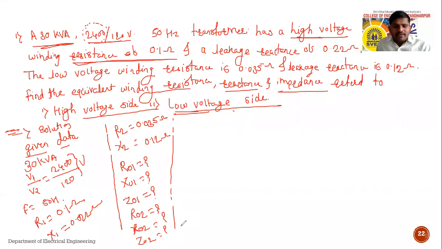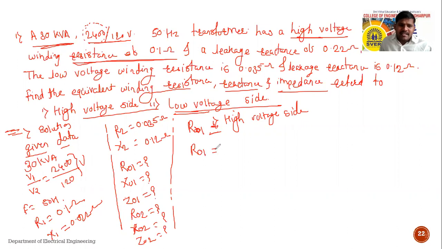While finding the value, what do we require? Suppose I want to find the value of R01. What is the formula? First of all, we are calculating by referring to the high voltage side, which is the primary side. So for the primary side equivalent resistance R01, what is the formula?